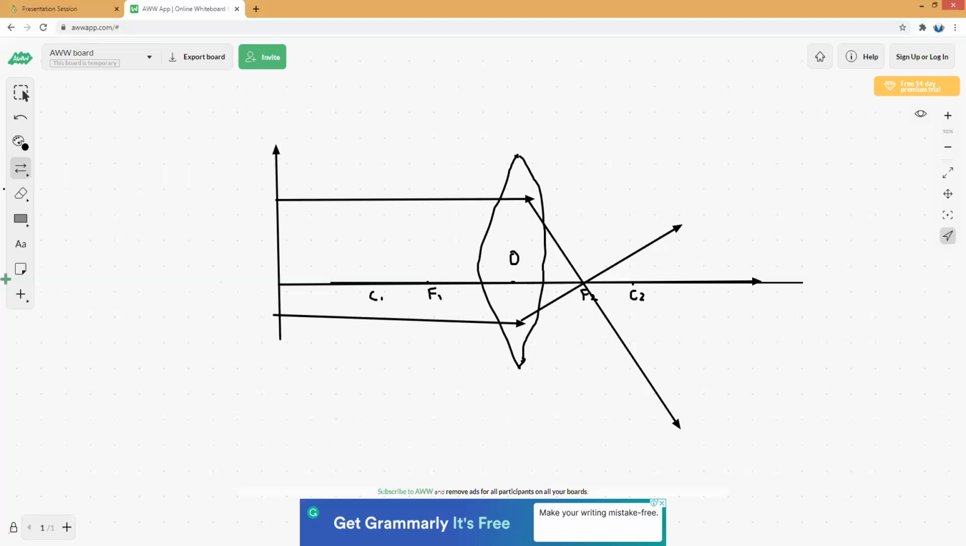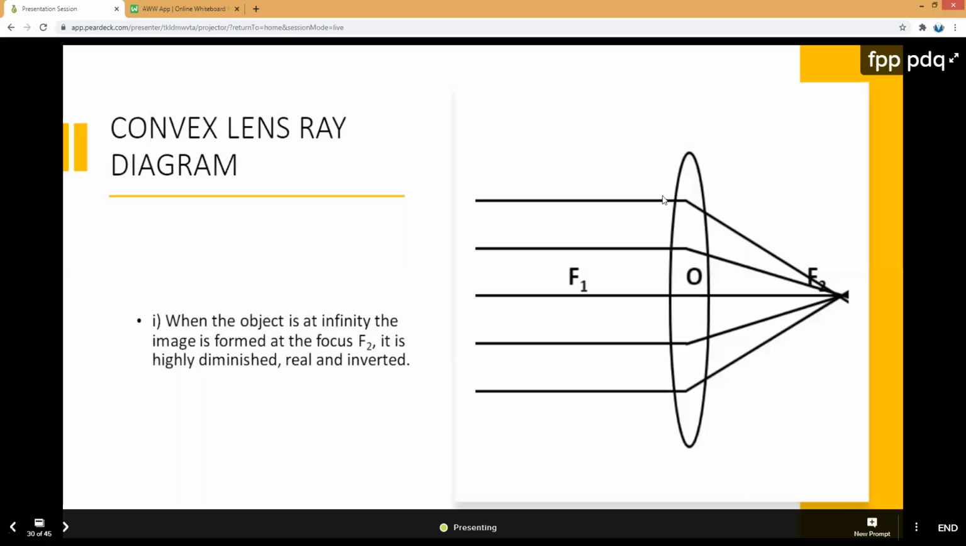So where is the image formed? Focus. That's right, same thing. You remember the last case, it's the same thing. The image is point sized, real and inverted, highly diminished, really point sized. You can see the intersection point. And yes, it's formed behind the mirror at f2.